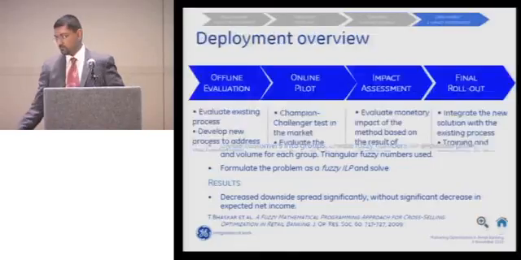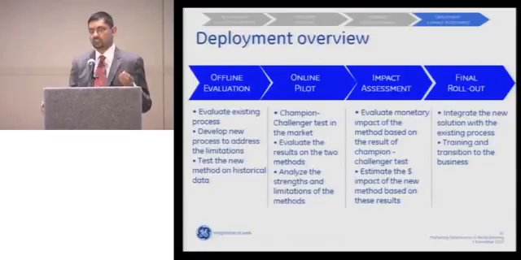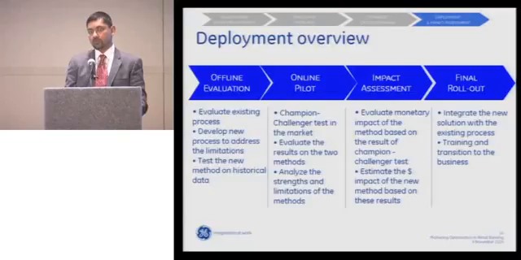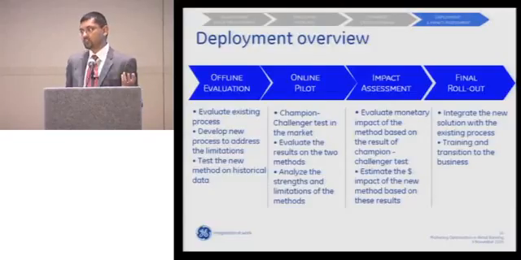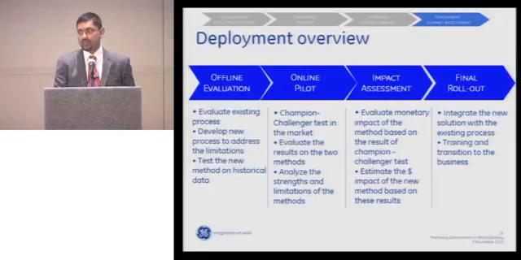Now, how do we deploy all of this? Number of stages. One is a simple offline evaluation. You take historical data where you know what happened. You take an existing method that's currently employed by the business. You take the new method, you compare the two on a variety of metrics and see what works best. It is essentially the sort of method that one would apply in the first go. If that works well, then we have a second layer of analysis where we run a live pilot.